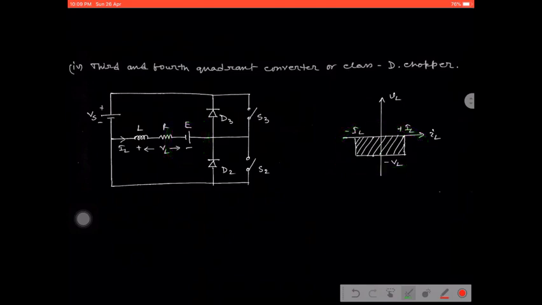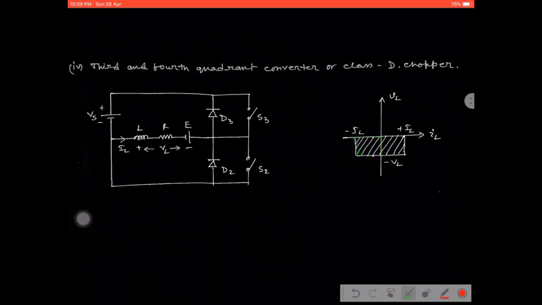So what happened? A similar operation can be done here. Suppose when S3 is on, then the current starts flowing in this direction. That means the current direction is opposite with respect to the reference, left hand side to right hand side. Now the current is flowing from right hand side to left hand side. That means it will cover the negative current. So it will cover the third quadrant operation, as the voltage is negative and the current is negative.